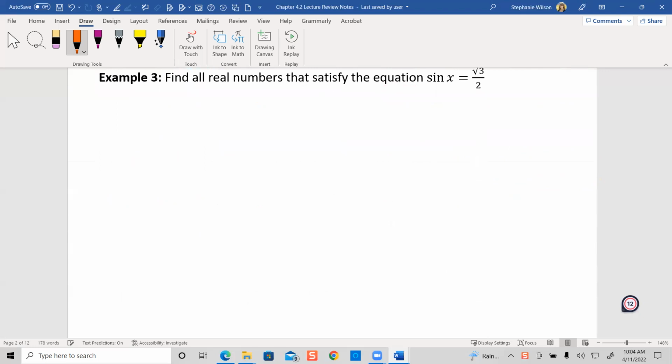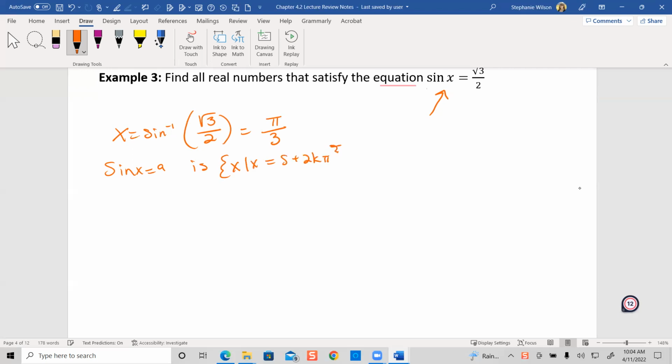Number 3 says find all real numbers that satisfy the equation of sine equals square root of 3 halves. So what I'm going to do is I'm going to take the inverse of this. And I'm going to find where it falls on the unit circle, and I get pi thirds. So now I say, okay, sine of x equals a, we know is the set builder of x is equal to s plus 2k pi, or x is equal to pi minus s plus 2k pi.